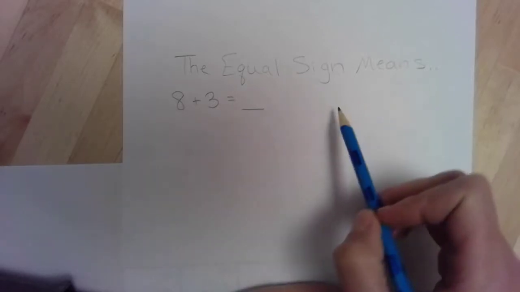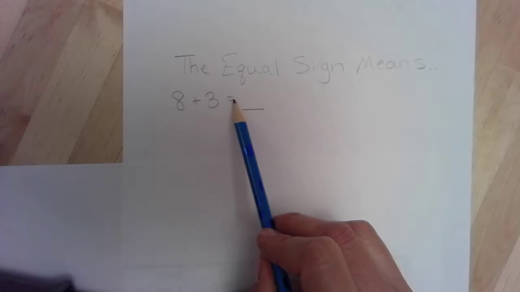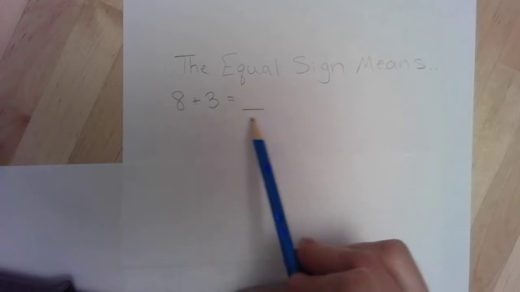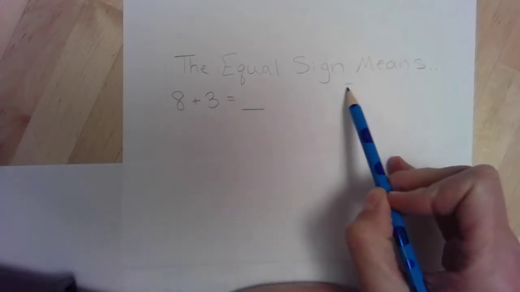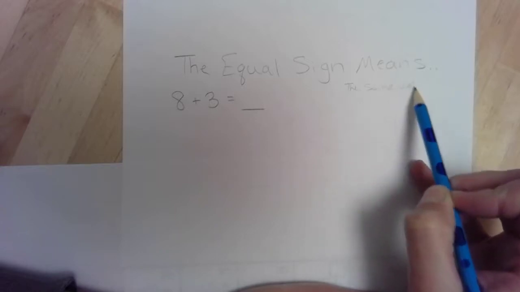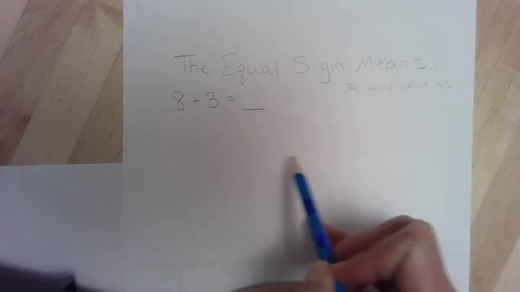The equal sign kind of means the same value as. So everything on one side of the equal sign has the same value as the other side of the equal sign. I'm going to write that. The same value as.